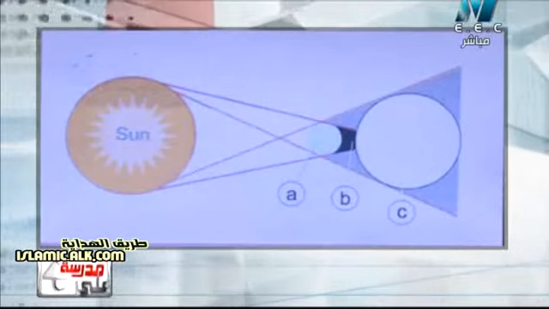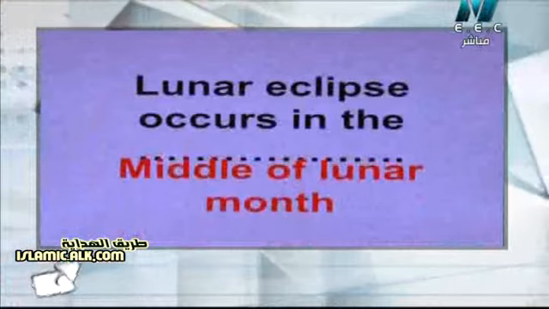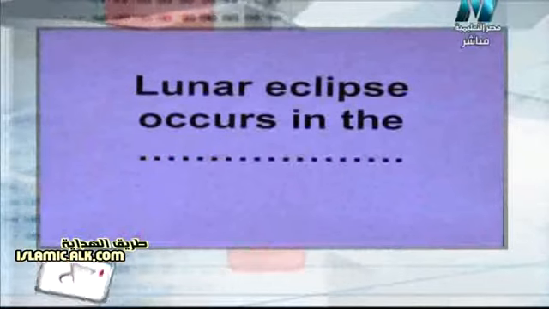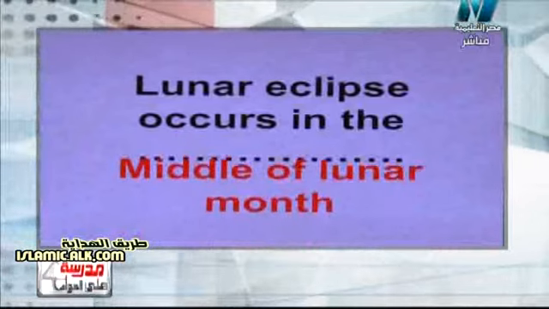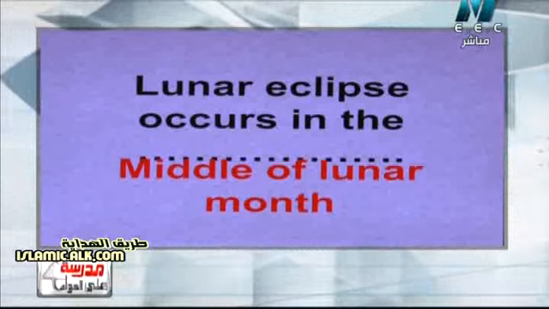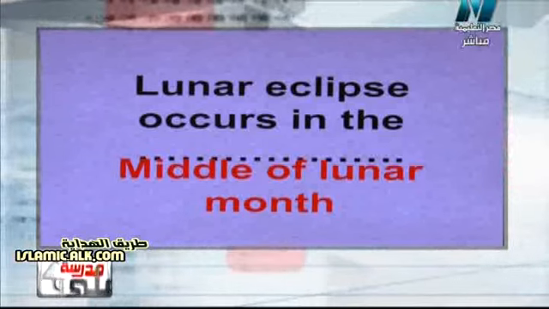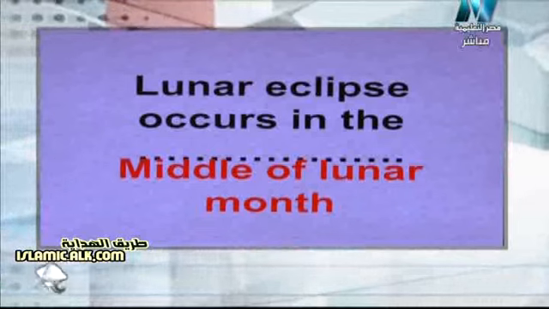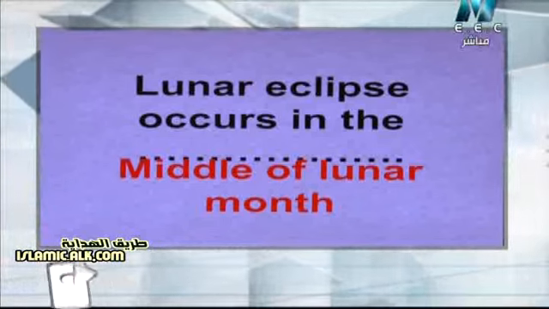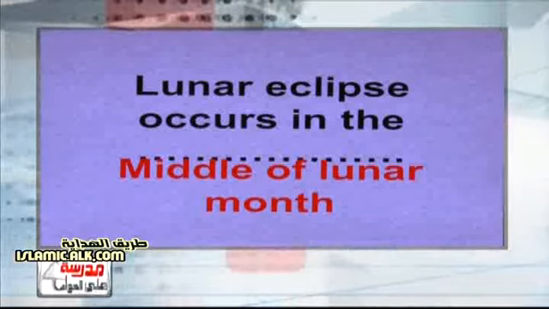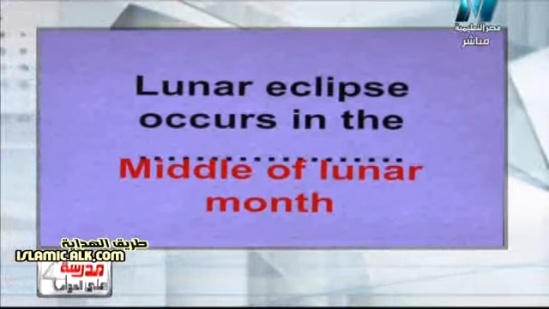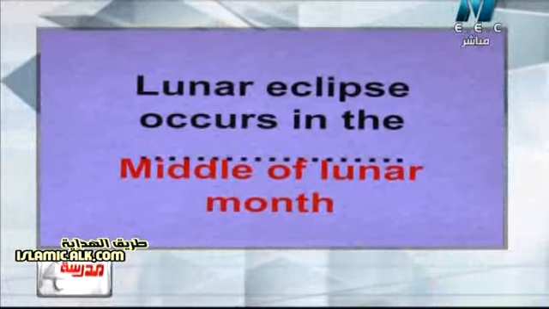So again, another question. The question says that lunar eclipse occurs in the what? Lunar eclipse occurs in the middle of lunar months by the rate of 2 eclipses per year. يعني هو بيحصل مرتين في السنة, but it occurs in the middle of lunar months. لكن بيحصل في منتصف الشهر القمري. Again, it occurs in the middle of lunar months by the rate of 2 eclipses per year.